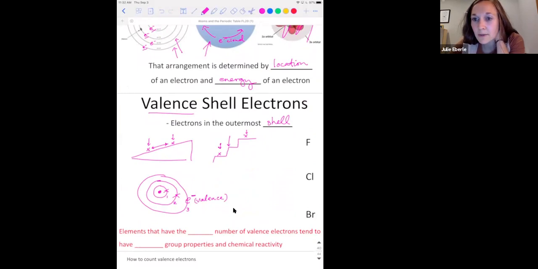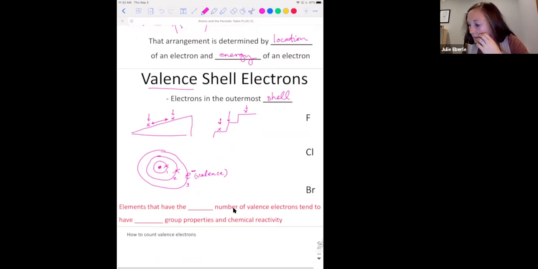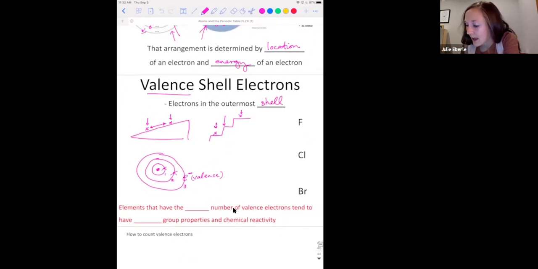Now, scientists noticed something interesting about elements who had similar numbers of valence electrons. So down here at the bottom, elements that have the same number of valence electrons tend to have similar group properties and chemical reactivity. Okay? Elements that have the same number of valence electrons tend to have similar group properties and chemical reactivity. So which elements have the same number of valence electrons? And the answer to this question is actually very easy.